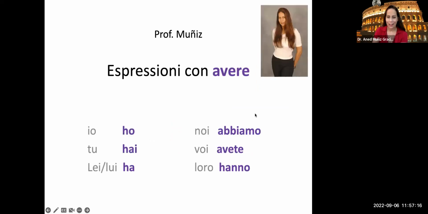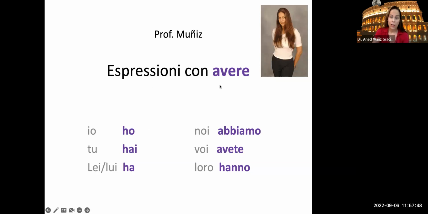Ok, bene. Adesso cominciamo. Espressioni, idiomatic expressions with the verb avere, which means literally to have in English. These are things that you also have in English, conditions that pertain to the speaker, but you have them in Romance languages, meaning more or less that these are things that are temporary and you can get rid of or acquire them.